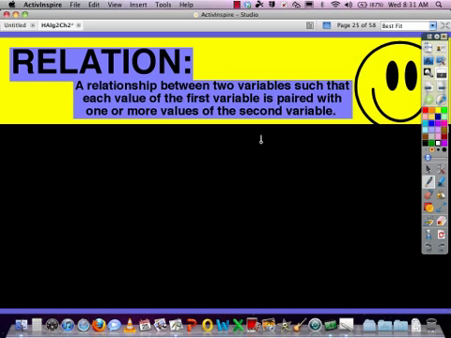It basically says that each first variable, x we were calling it, can be paired with one or more y values. So before we were making sure that each x was paired with exactly one y and we had no repeats, and in this case it's saying it's wide open. Another shorter definition that you might like for a relation is any set of ordered pairs. There are no restrictions on it whatsoever.